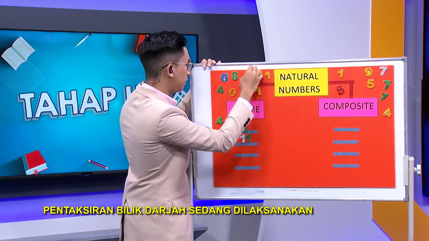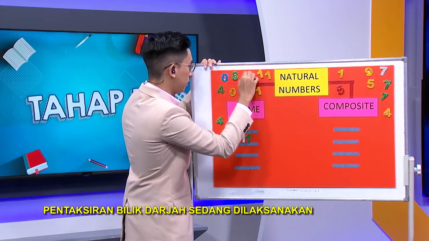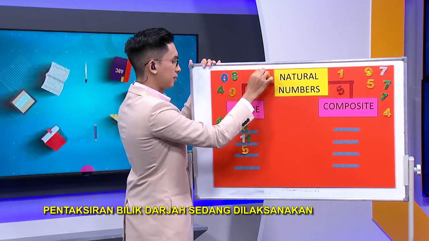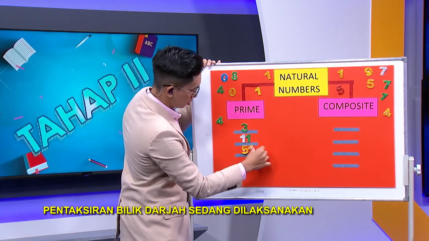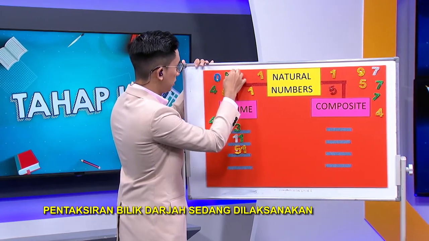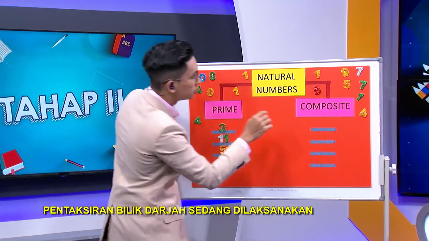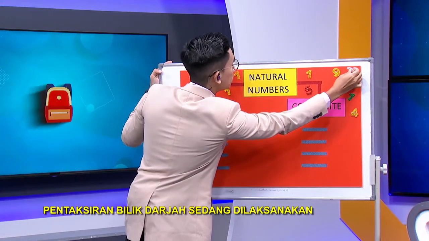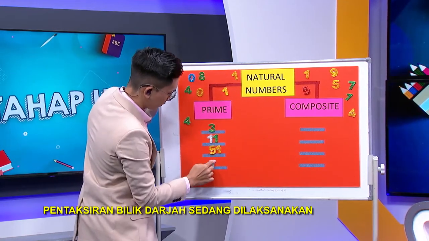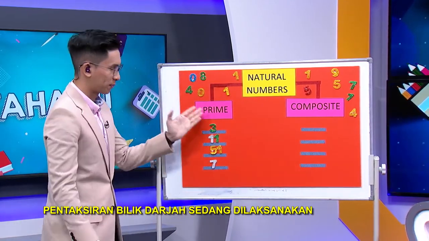What? Okay, I think 5... 51. I will go with 51. This should be a prime number. And one more prime number would be, let's go with 7. Okay, teacher, these are my prime numbers.